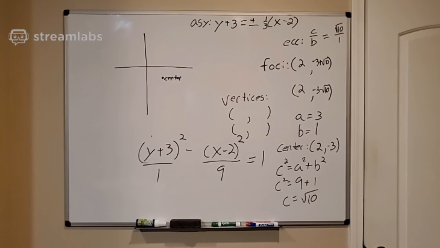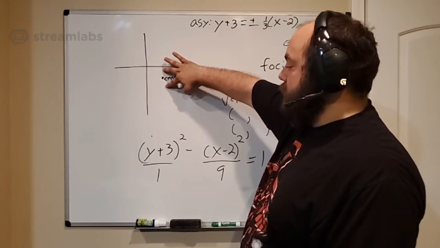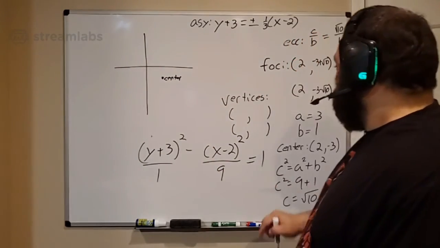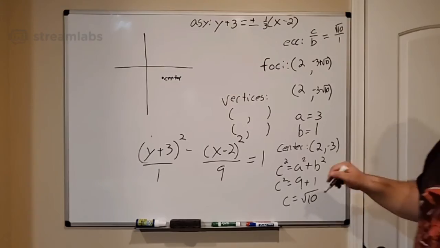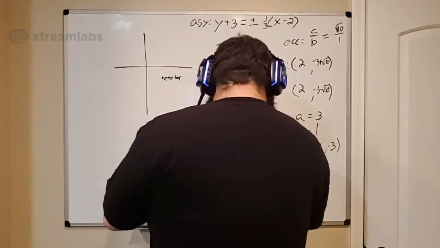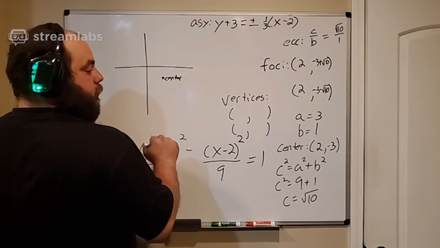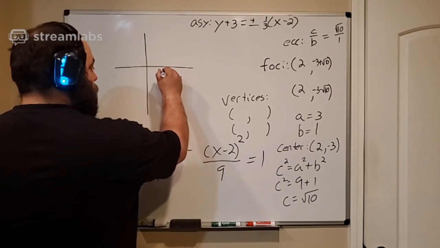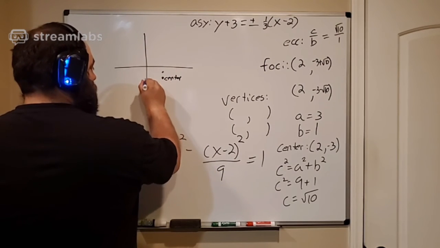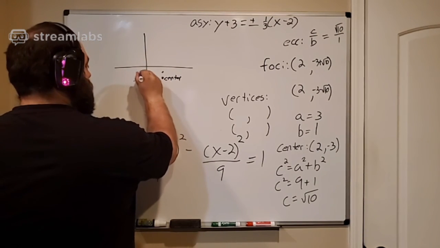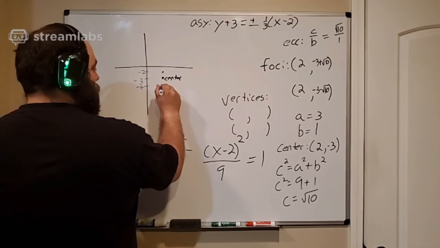Would you use the B? We will use B because that is the one that is with our positive. So our vertices are going to be directly above and below our center, and we use our B value. Since our B value is 1, we're going to go up 1. I'll do it in blue. So where was that? -2, -3, so that's -3, it's -2, and -4. So our vertices will be a little bit above and below.